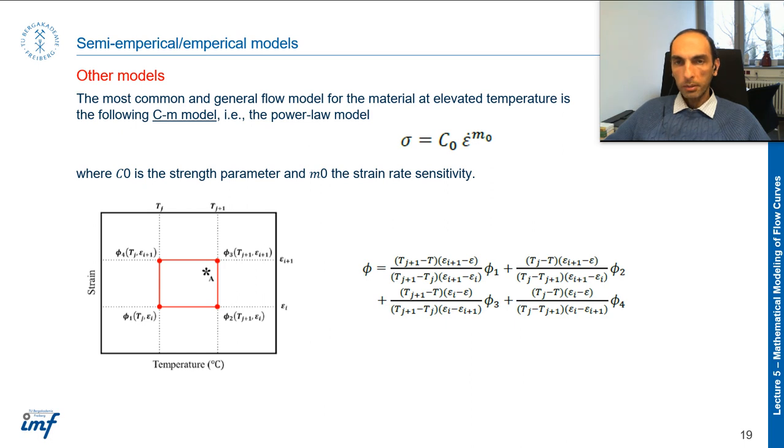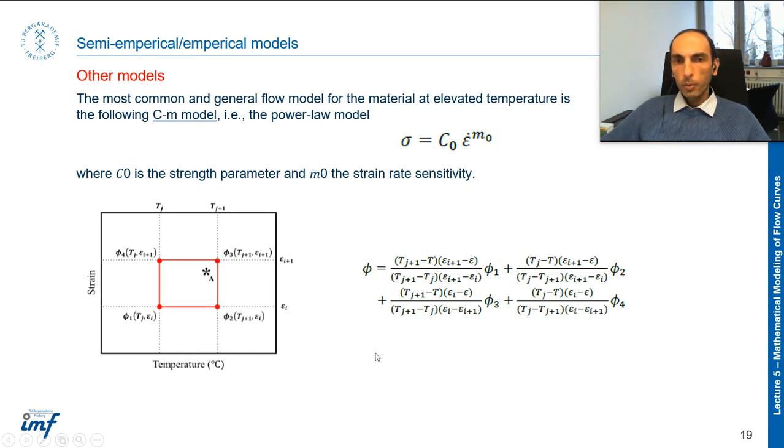It means that the temperature is changing and the strain rate is changing, so step by step and point by point the software calculates the new values for C0 and M0. So these two values are not constant, and they are calculated for each node based on the temperature and the strain rate which is applied. Then these values are obtained, and the flow curve is also obtained.